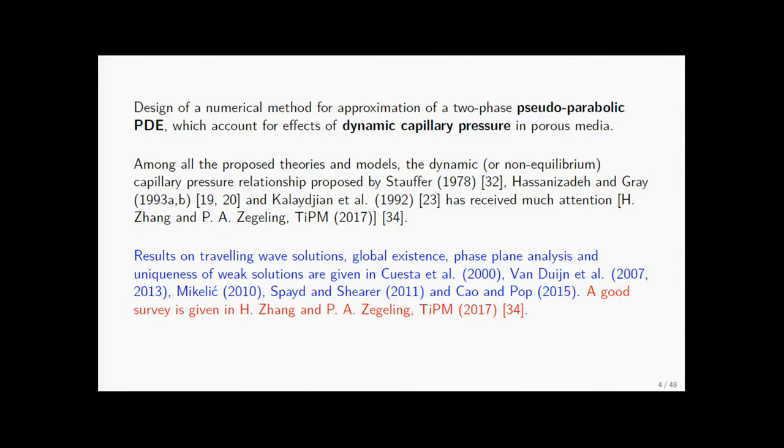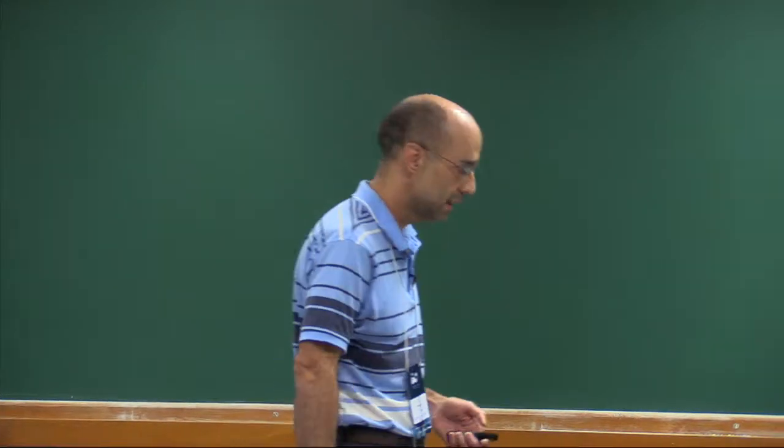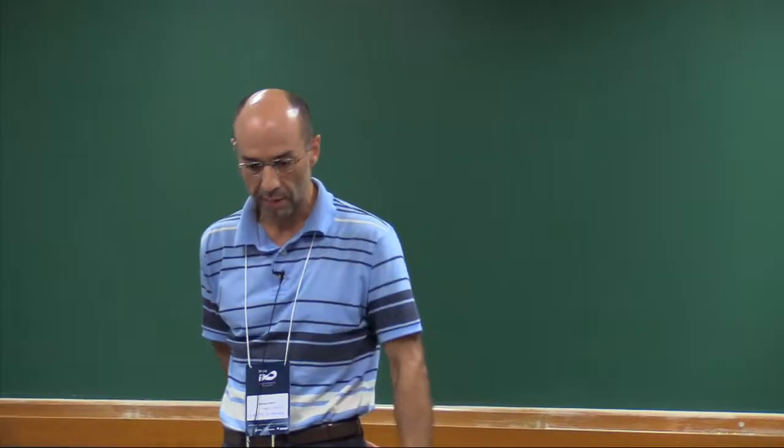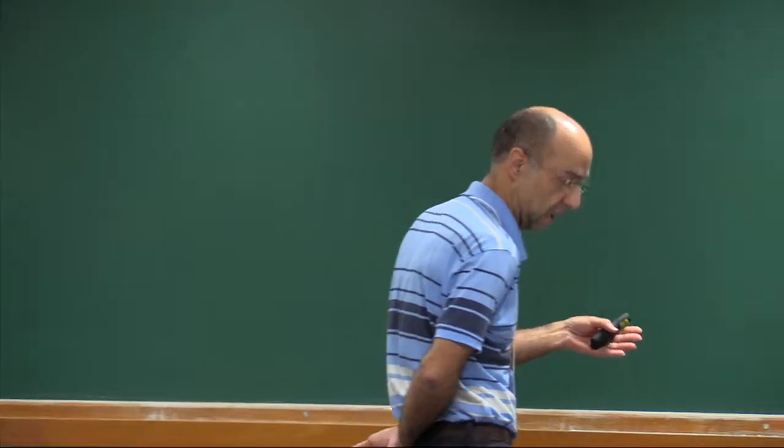In the literature, people call this a pseudo-parabolic Buckley-Leverett model. Among all proposed theories about this subject, the one that has the attention of the community is the one introduced by Hassanizadeh and Gray. And there are many results from theory, applications, and numerics, as we can see here. And here is a very nice survey about the subject that ranges from theory, numerics, and applications, including laboratory experiments.